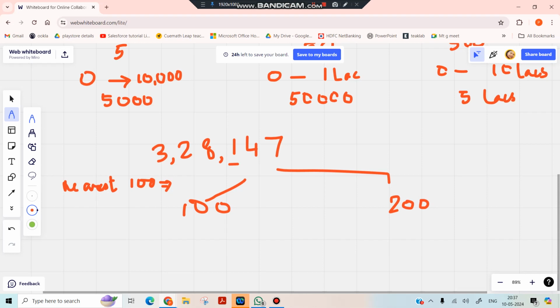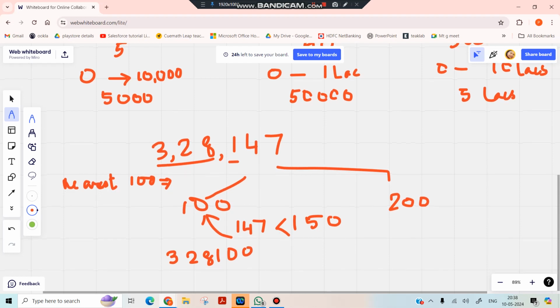Second step, what is the middle number between 100 and 200? It is 150. Now let's check our digits 147. Is it less than or greater than 150? It is less than 150. So it will round off to the lower 100, that is 100. So my final answer will be 3,28,100. I'll just copy these, and instead of 147, I'll write 100.